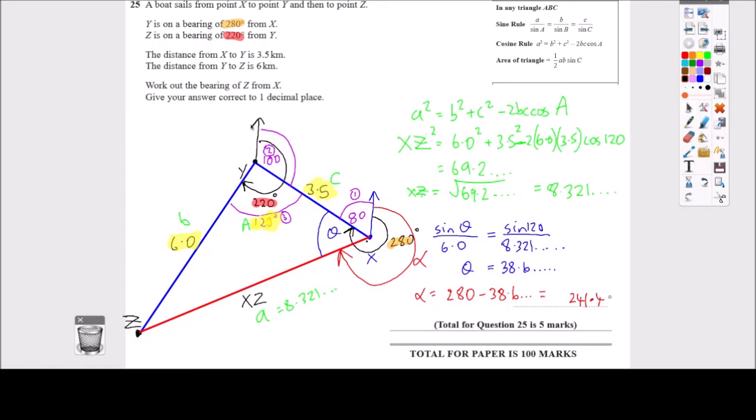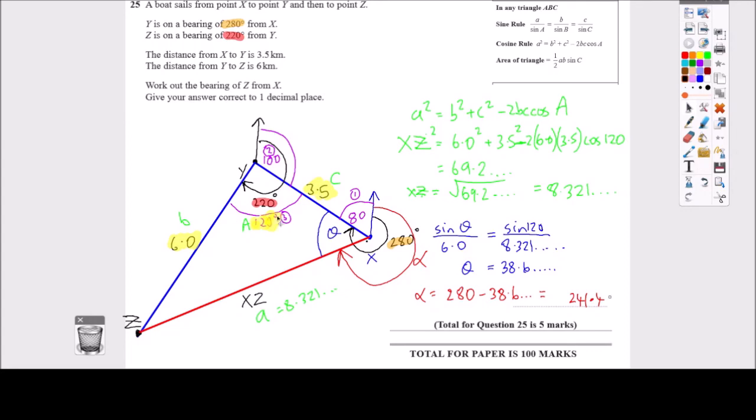Now, we're told that Z is on a bearing of 220 from Y. So this black angle here, all the way around here, must be 220 degrees. So if that's 220 degrees all the way around, yet that bit is 100, this angle inside the triangle, ZYX, must be 220 minus 100, which is 120 degrees.